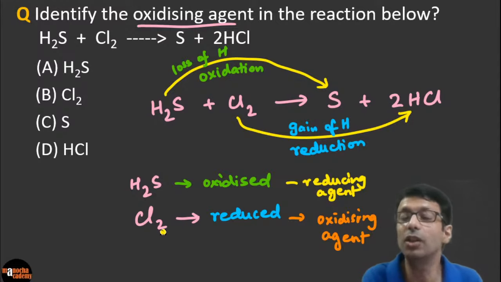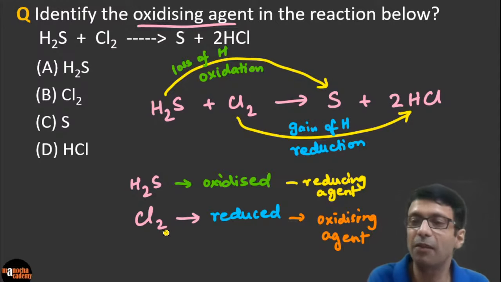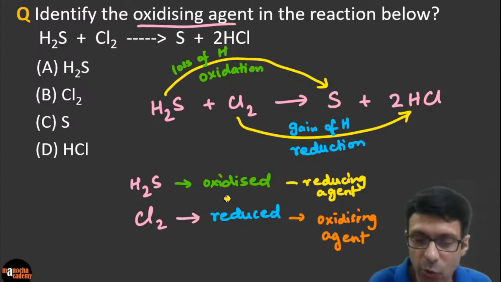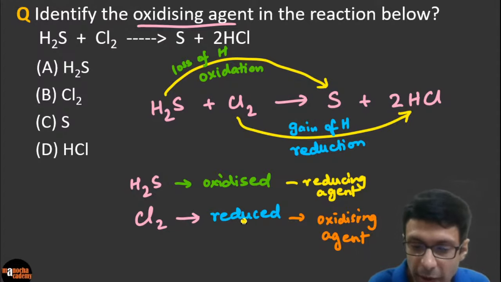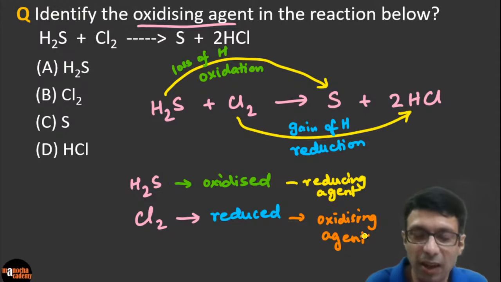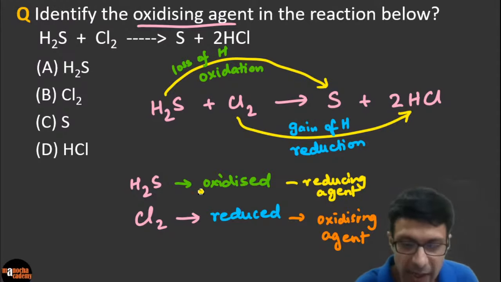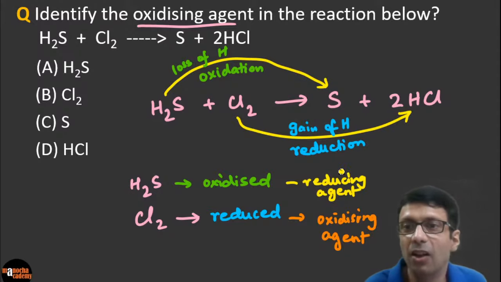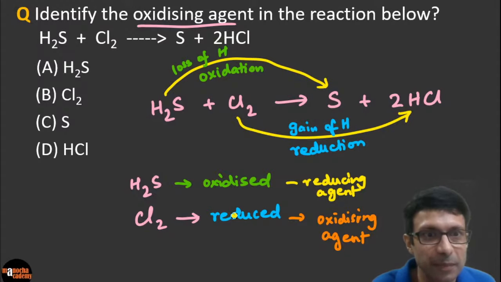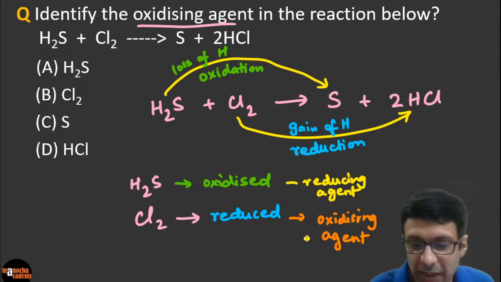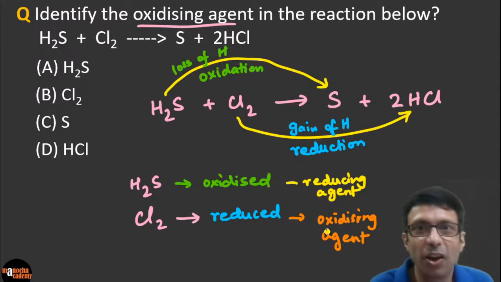Just like a travel agent helps you travel, right? Travel agent helps you travel. So the guy who gets oxidized is the reducing agent because he's helping the other friend get reduced. Similarly, chlorine was getting reduced, but it is the oxidizing agent because it is helping his friend, hydrogen sulfide, to get oxidized. Can you see? So this is a very easy way. Okay, clear guys? So the answer is, the oxidizing agent is chlorine.